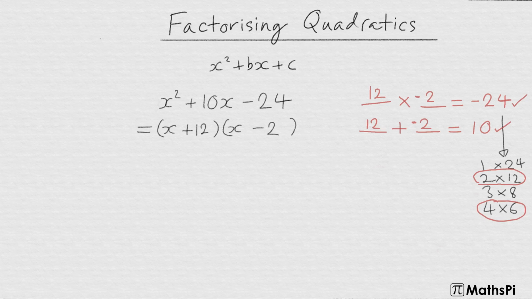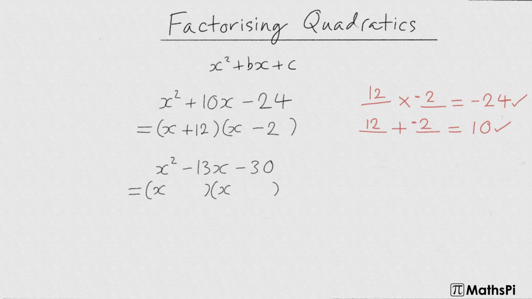So let's set up another example here. X squared minus 13x minus 30. Straight away, we know it's double brackets again, x in each bracket. And then we'll just move over to the sum. I'll just remove these so we have space. So looking for our product and sum again, we're looking for two numbers that multiply to make negative 30, and the same two numbers have to add to make negative 13.